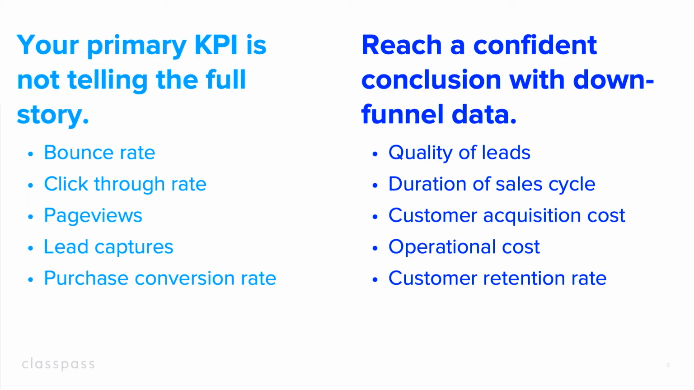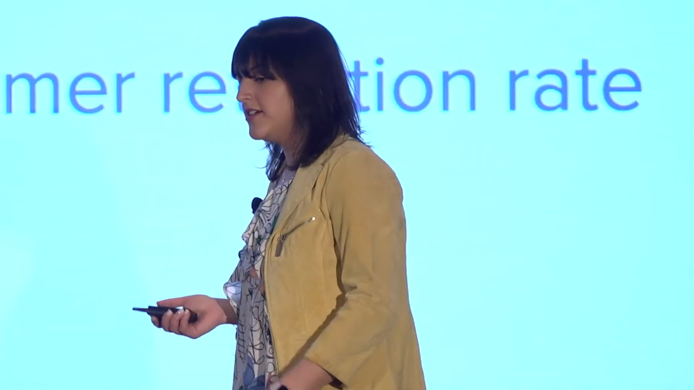Downfunnel data points include things like quality of leads, the duration of your sales cycle, customer acquisition costs, operational costs, and customer retention rate. So now that we've defined what downfunnel data points are, let's talk about why it's important to track those.